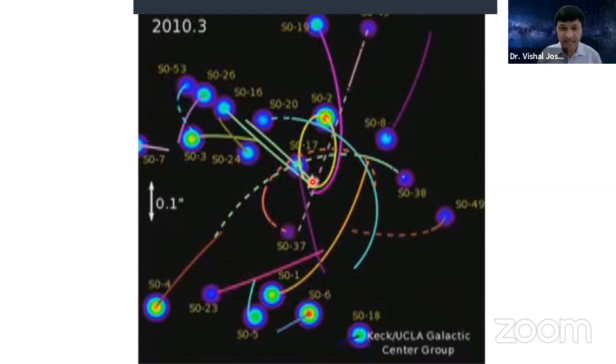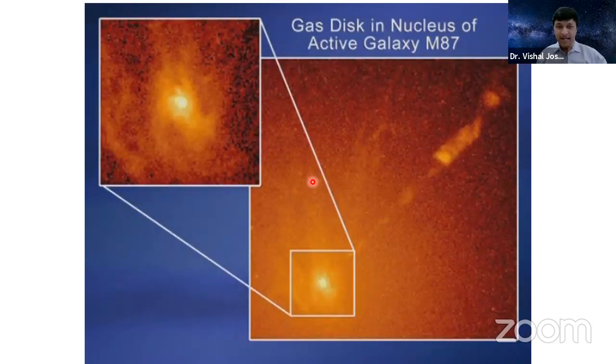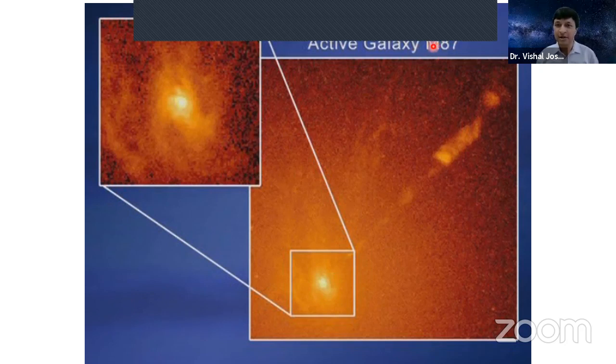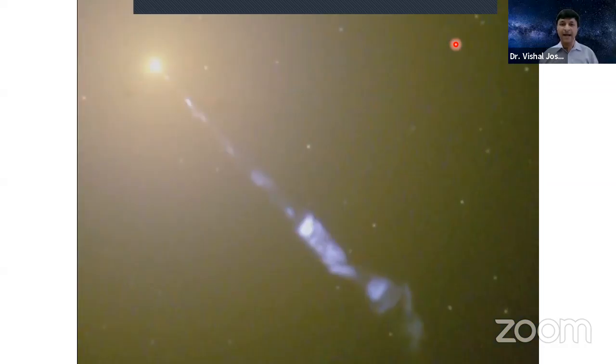It can be nothing else than a black hole. So we have indirectly discovered a black hole in our own galaxy. Here are other examples of black holes in galaxies, the black hole in M87 galaxy. The jets are also coming from these supermassive black holes. I will not go into detail.